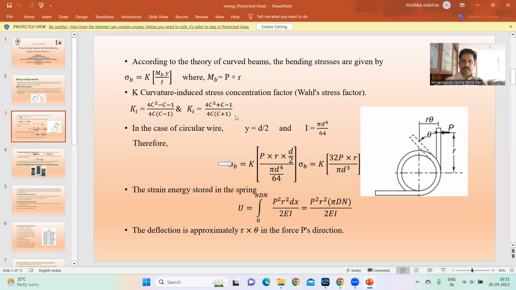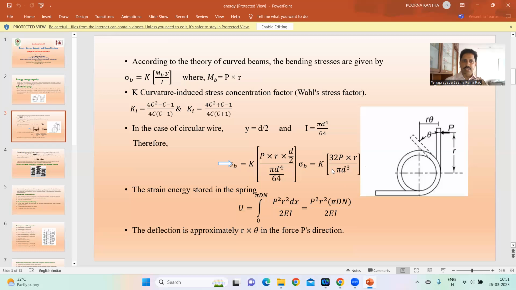In case of a circular wire, we take Y equal to d by 2 and I equal to pi by 64 d to the power 4. We substitute all the values here so that the bending stress can be obtained by K into 32 P into R by pi d cubed. Here, this is the force you are applying at the radius of the spring.